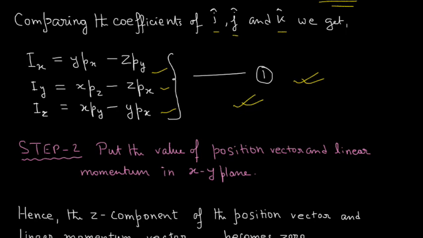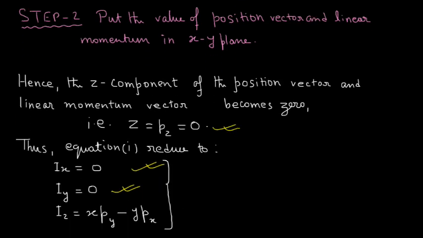Now coming to step 2. In step 2, we'll put the position vector and linear momentum values in xy plane. Hence the z component of the position vector and linear momentum vector becomes 0. Therefore z is equal to pz is equal to 0. Putting these values of z and pz as 0 in equation 1, we get lx is equal to 0, ly is equal to 0 and lz is equal to xpy minus ypx.